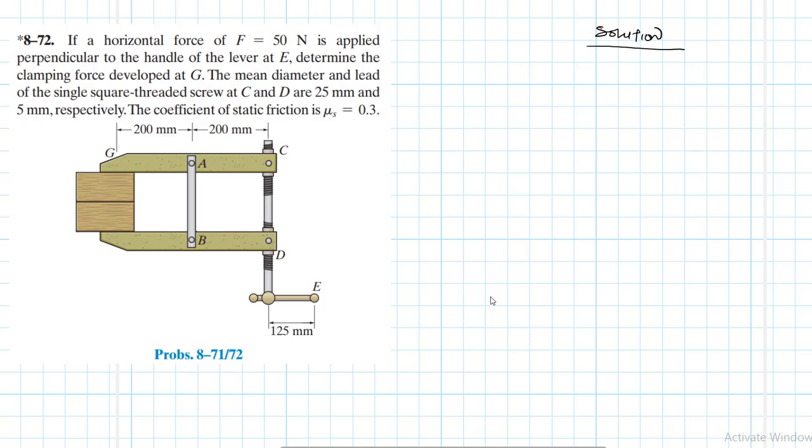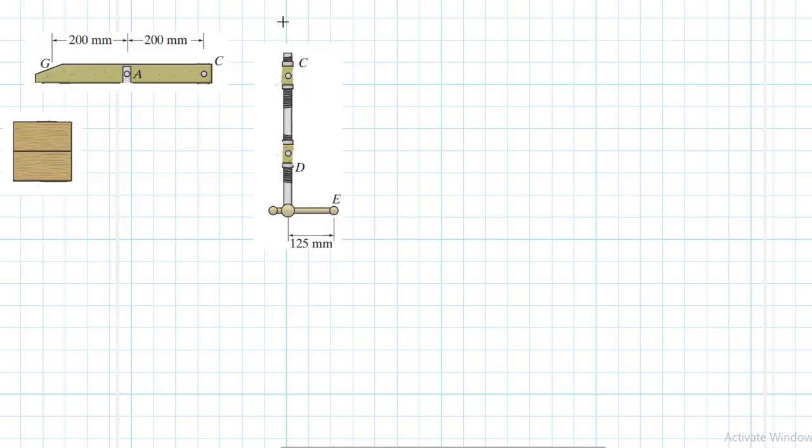So we have been asked to determine the clamping force at G at this point, and we've been given the other properties: the mean diameter, the lead, and the coefficient of static friction. Let's draw the free body diagram. We expect some clamping force here, and at G we'll also have a force in the opposite direction, which I'll call F.